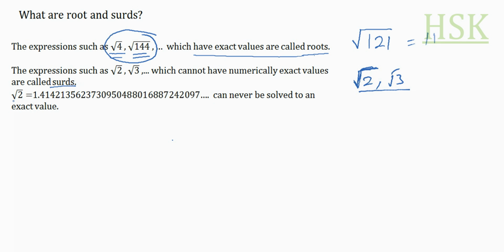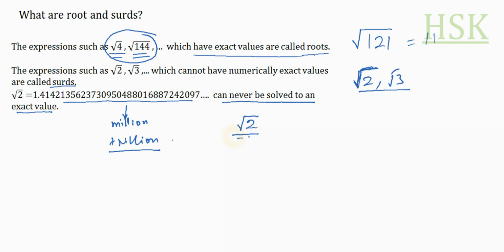For example, root 2 is equal to 1.41421356 and so on. This value is calculated with the help of a scientific calculator. If we use a supercomputer, we can compute it to millions, even trillions of digits, but we cannot solve it to an exact value. So these values are better left like this. In other words, root 2 cannot be solved to an exact value, so these values are called surds.